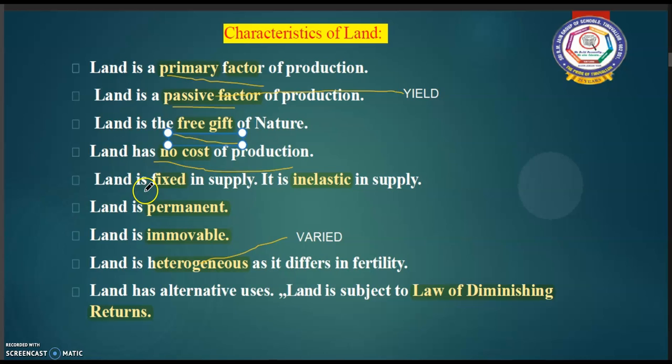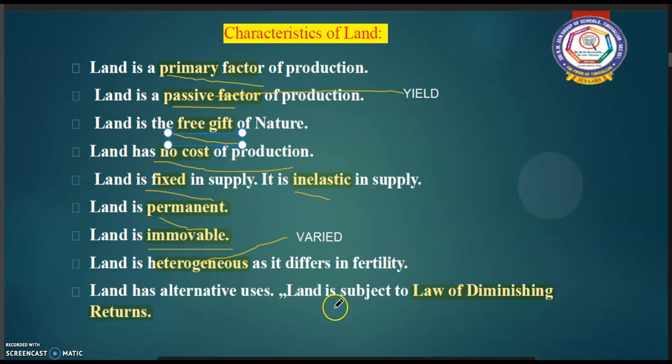Land is fixed in supply. Inelastic in supply. It is fixed. It is permanent, immovable. We can't move land from one place to another place. And heterogeneous. It contains various constituents like nutrients and minerals. The constituents of the land are not equal. So its fertility differs from one place to another place.